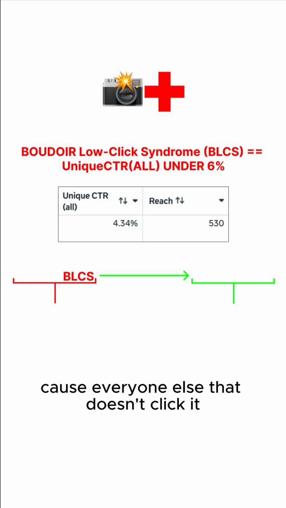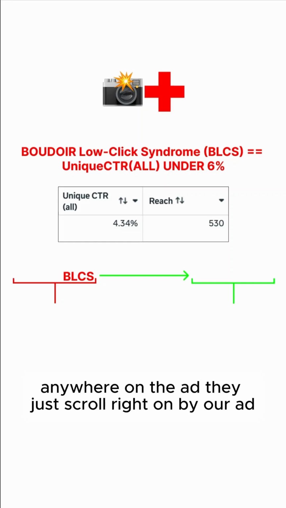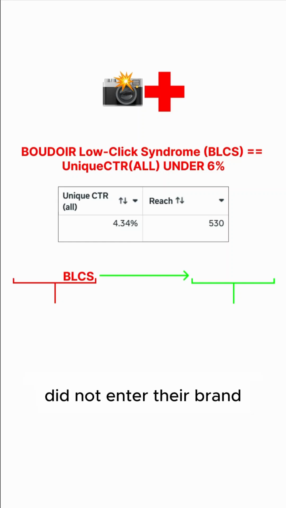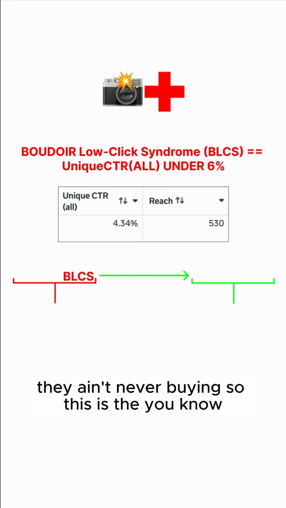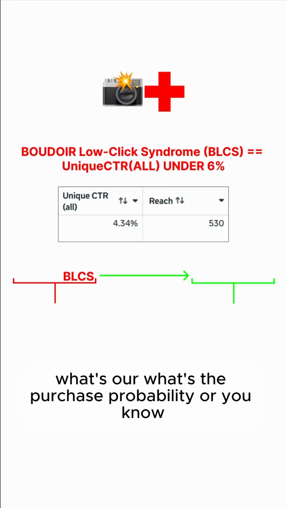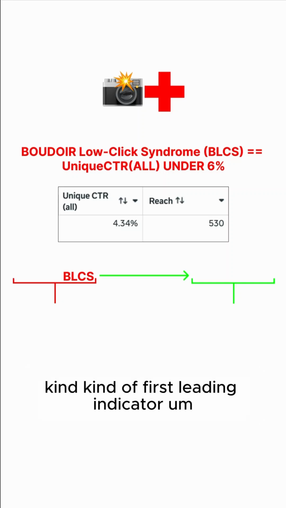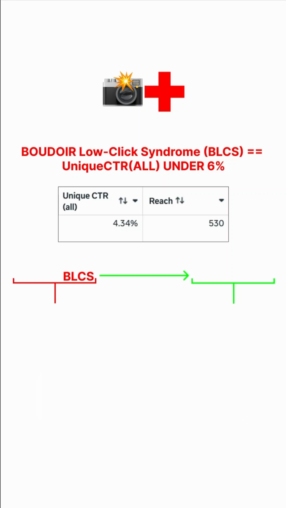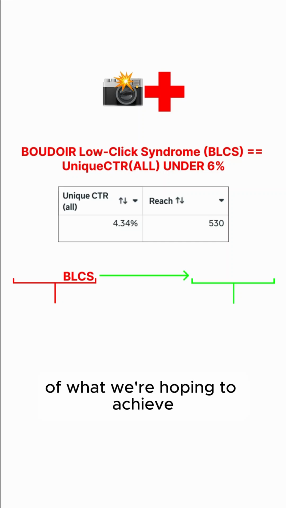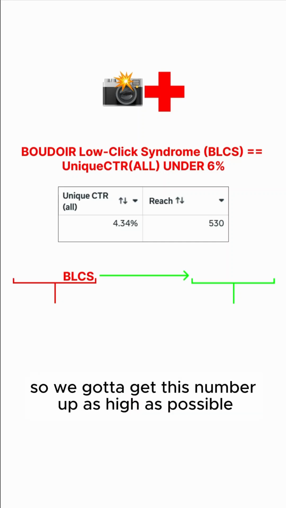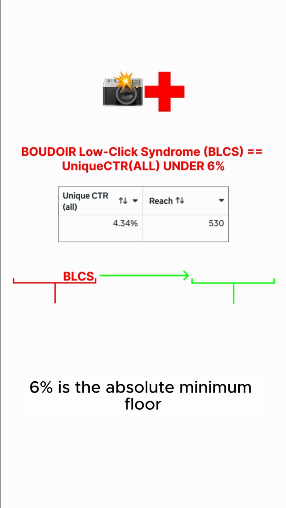Because everyone else that doesn't click anywhere on the ad, they just scroll right on by. Our ad did not enter their brain. They ain't never buying. So this is the purchase probability, or kind of first leading indicator of what we're hoping to achieve. So we gotta get this number up as high as possible. 6% is the absolute minimum floor.